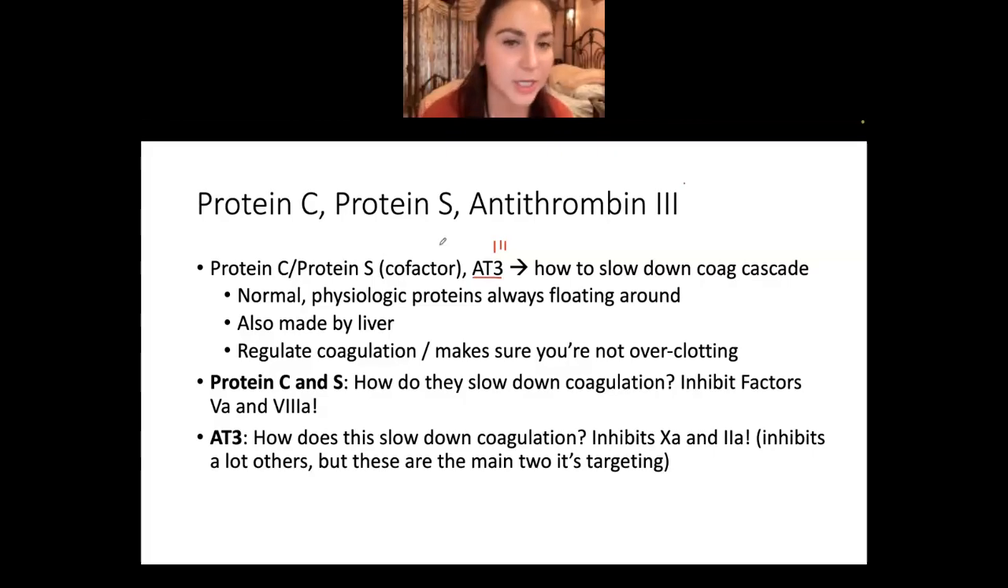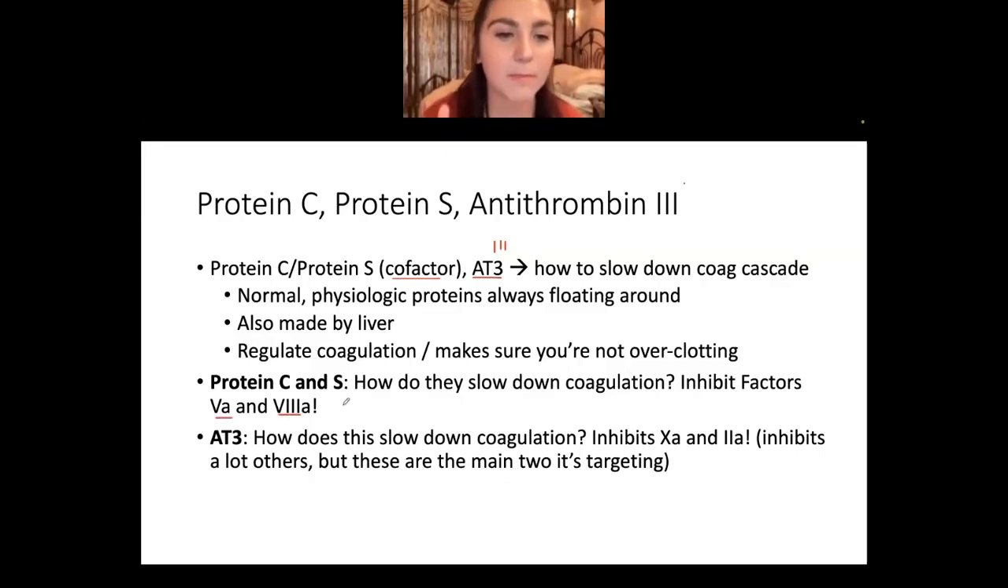These are not given to patients. They're always floating around. They're also made by the liver. So again, these are all proteins, they're all made by the liver, and they're regulating coagulation in such a way to make sure you're not overclotting on a normal basis. So how do these guys slow down coagulation? So protein C and protein S, sometimes they're asked about because these are cofactors, and in true biochem style they'll ask, okay, well, they're cofactors. What are they cofactors for? And these are cofactors for factor, where is it? So factor 5 and 8.